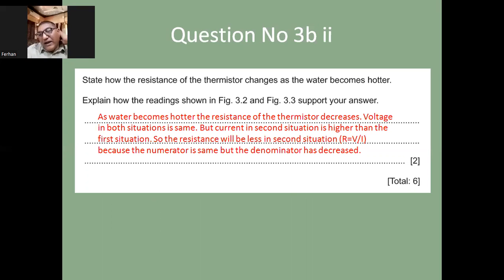Now I'm going to write. As water becomes hotter, the resistance of the thermistor decreases. Voltage in both situations is the same, but the current in the second situation is higher than the first situation. So the resistance will be less in the second situation because R equals V by I. If the V is the same and the I has increased, that means the R value will be less because the numerator is the same, but the denominator has increased.